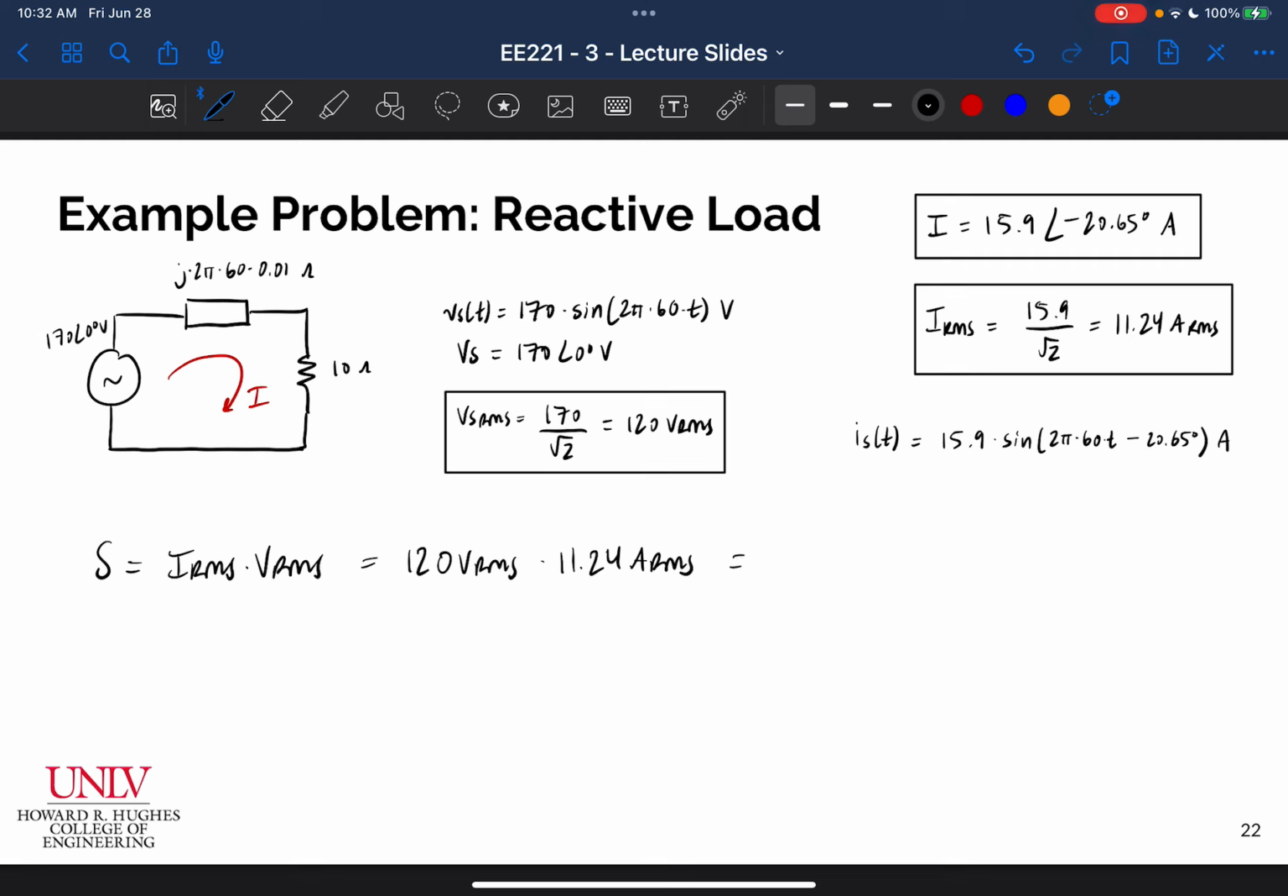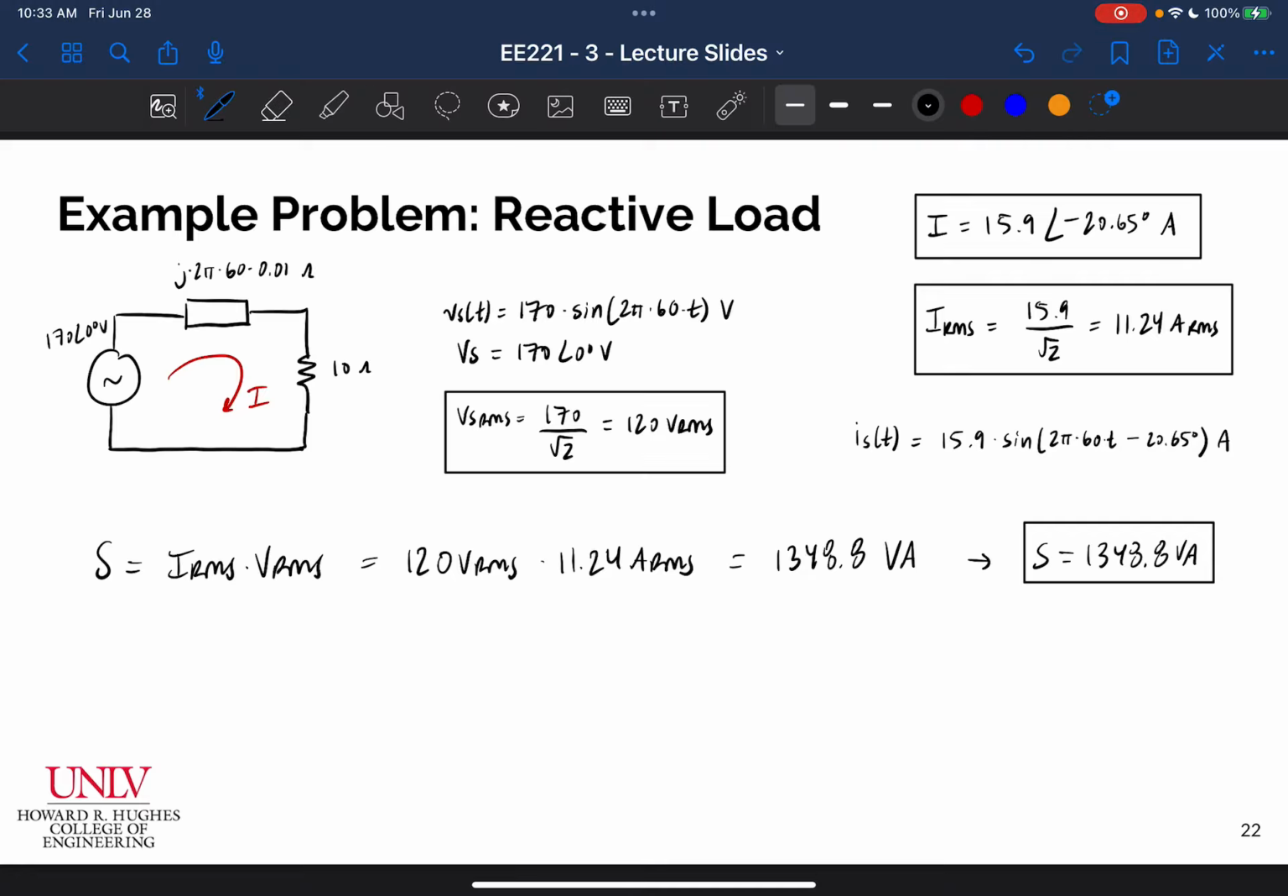And we know that the units for apparent power are volt amperes. So do not write this in watts. It's not watts RMS. It is volt amperes. So we're going to write VA when we make this computation. 120 times 11.24. And I get 1348.8 volt amperes for my apparent power, okay? So that is my apparent power. S is equal to 1348.8 volt amperes, okay? All right, so that's my apparent power.